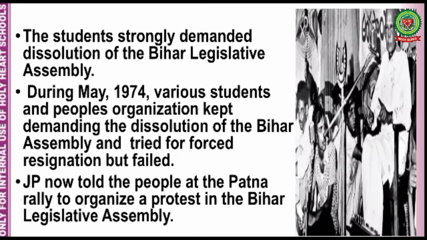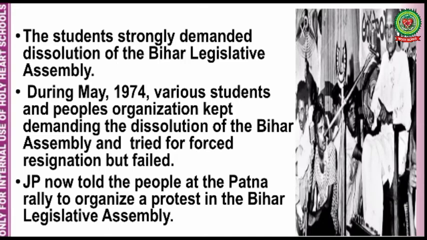During May 1974, various students and people's organizations kept demanding the dissolution of the Bihar Assembly and tried for forced resignation but failed. JP now told the people at the Patna rally to organize a protest at the Bihar Legislative Assembly. Now the demand of the people was that the Bihar government should resign. They were asking for the dissolution of the Bihar Legislative Assembly, which was not accepted by the Bihar government.